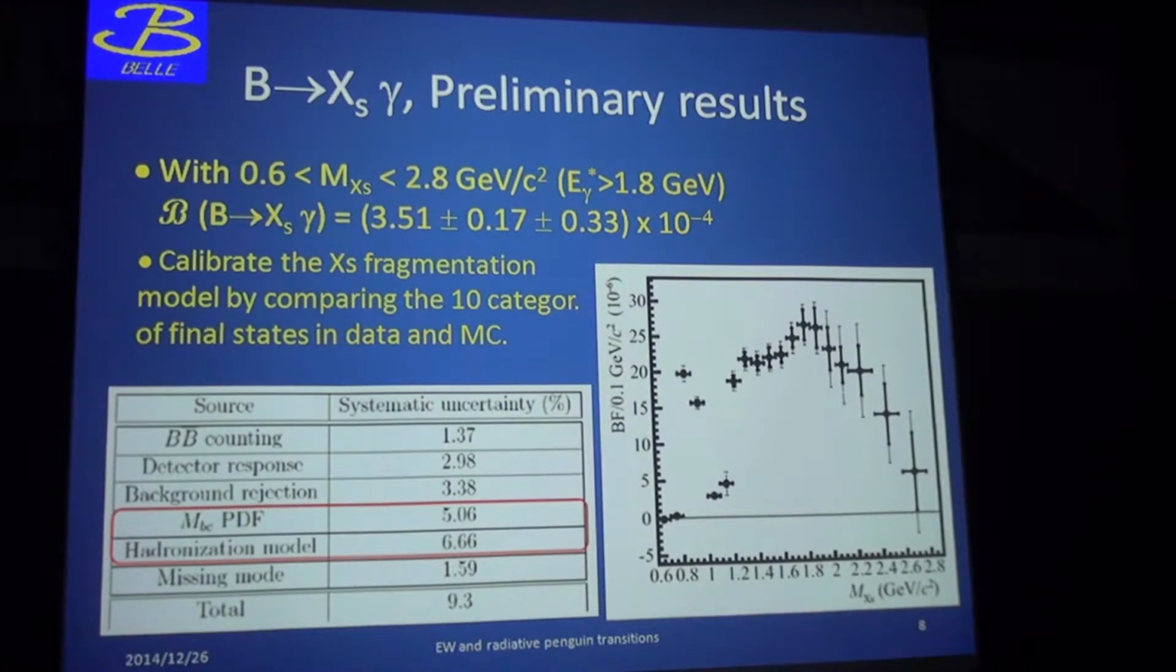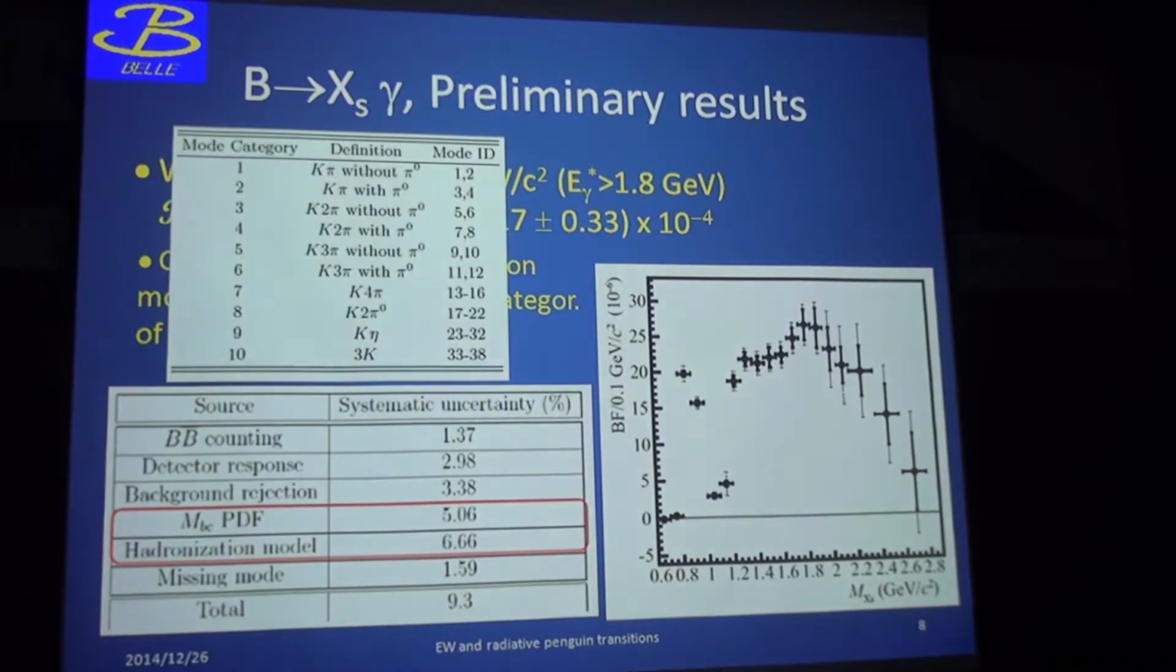So we divide this MX into 10 categories. It's 1 to 10 categories: K pi without pi 0, K pi with pi 0, and so on. We compare our data with the Monte Carlo expectation and make a correction. And finally, a systematic error of 6.66% is given.